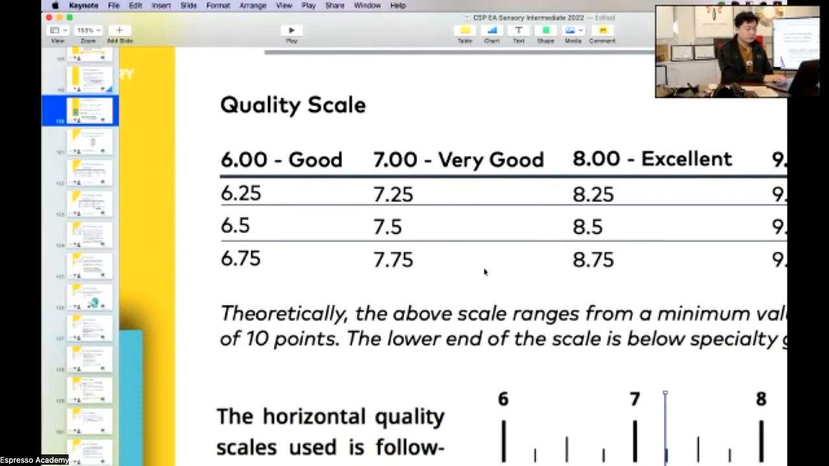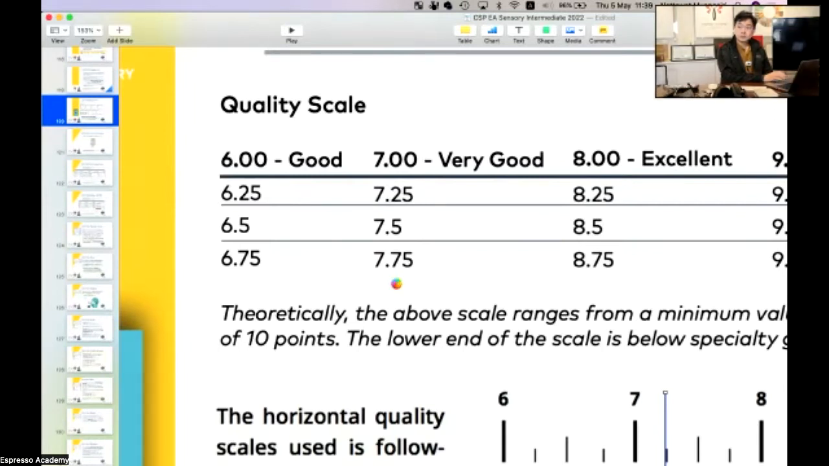Where's my screen? Okay, one second. Something is wrong with the screen.